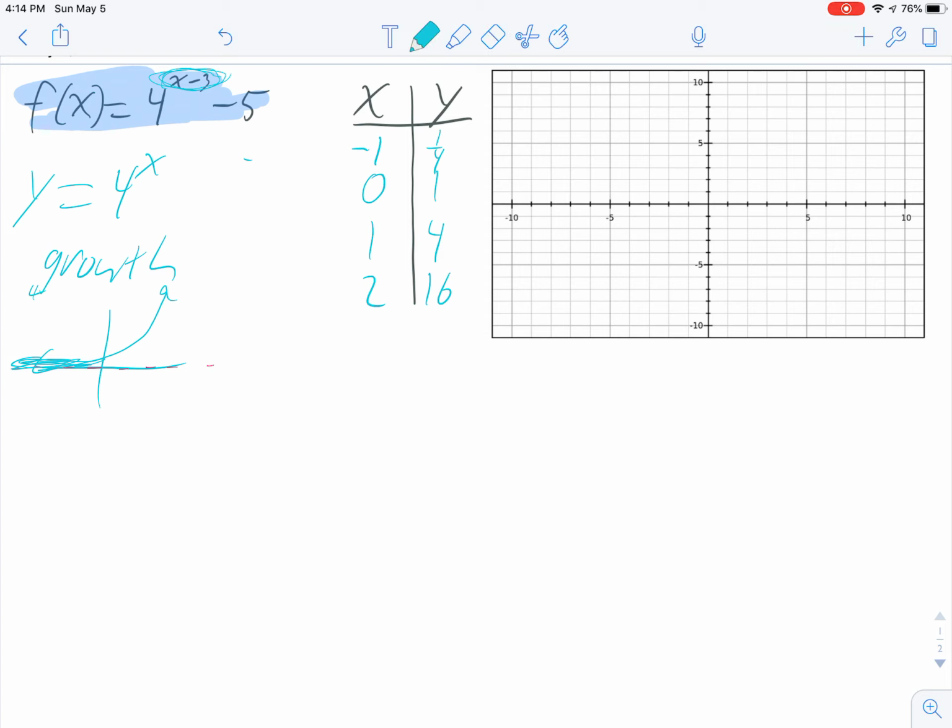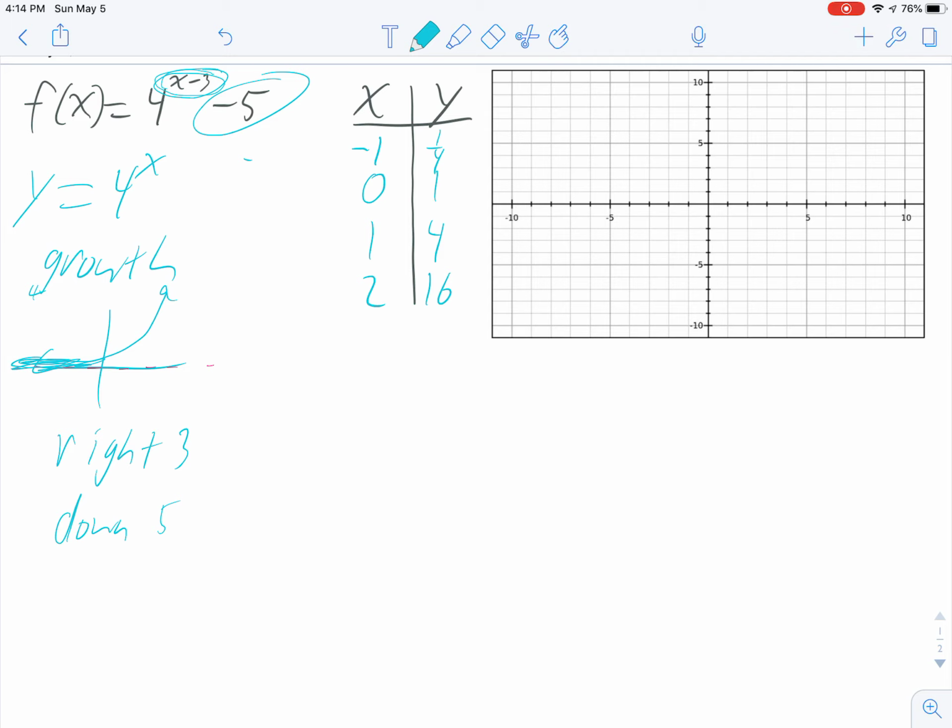The next thing that we want to do is to determine the transformations. So going back to the original function here, I see two transformations. I see the x minus 3, which means this thing is going right 3 units. And I see the minus 5 after, which means the whole thing is going down 5.